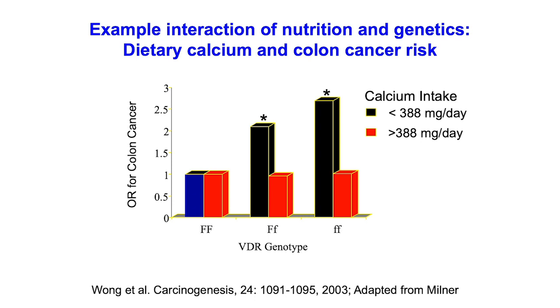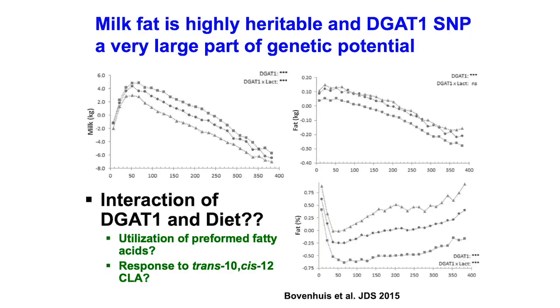So what's the genetic difference in our dairy cows? Well, milk fat's an interesting part of this because milk fat is our most heritable production trait.